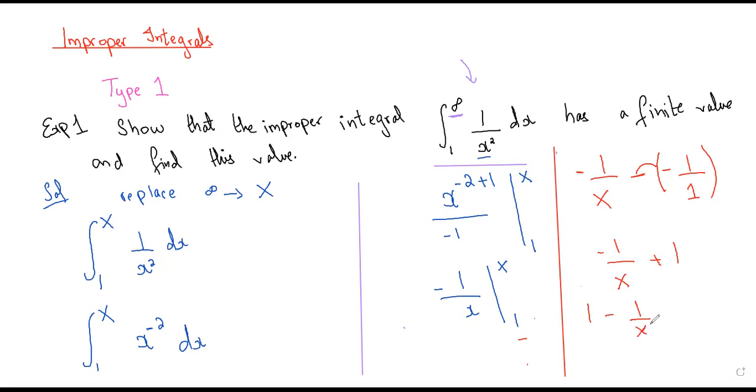We are not done yet. This is what we did initially, and we need to take the limit again, as capital X goes to infinity. So what would 1 over capital X be? Anything divided by infinity would be what? 0. Very good. This would be 0. Haris, did you understand this?